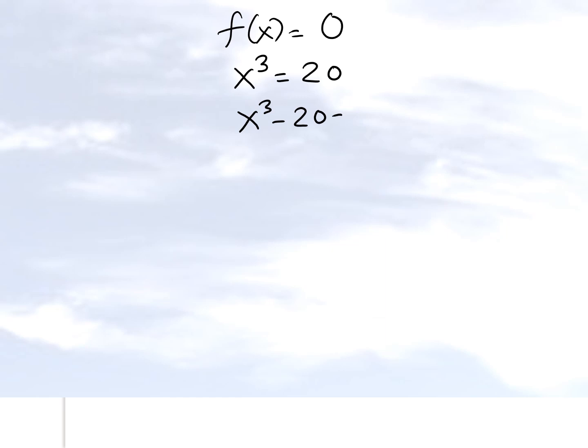Before we start applying the bisection method, we have to make sure that the equation is given in the form of f of x equal to 0. We are given x cubed equal to 20. So the first thing I have to do is rewrite the equation in the form of f of x equal to 0, which turns out to be x cubed minus 20 equal to 0, because that's what the algorithm is written for. It's written for equations of the form f of x equal to 0.